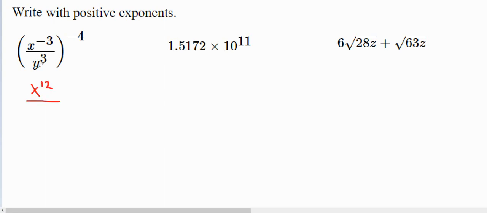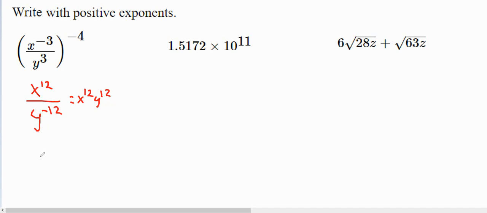And then for the y's, we have y to the 3 to the negative 4. So 3 times negative 4 is a negative 12. And that gives us y to the negative 12 power. We want to write this with only positive exponents. So we take the y and we flip it over where it is on the fraction, so it brings it to the top. So this is really going to be x to the 12th, y to the 12th.